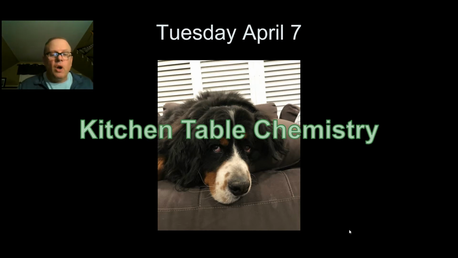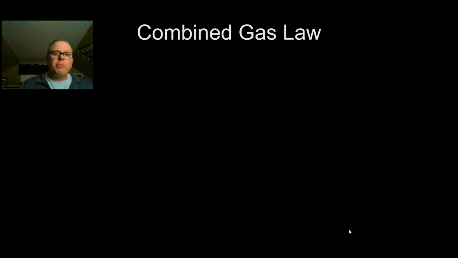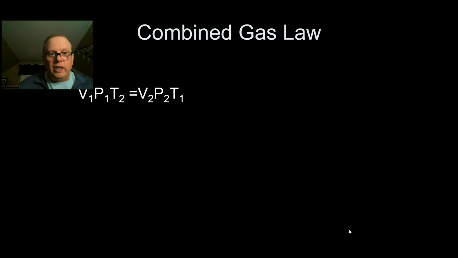We're going to take a look at the combined gas law today and see what that looks like. It is written out as follows: V1, P1, T2 is equal to V2, P2, T1. Initial volume, initial pressure, second temperature is equal to second volume, second pressure, initial temperature. It can also be written as V1, P1 over T1 is equal to V2, P2 over T2. I think most of you will probably use it the way it is written at the top.